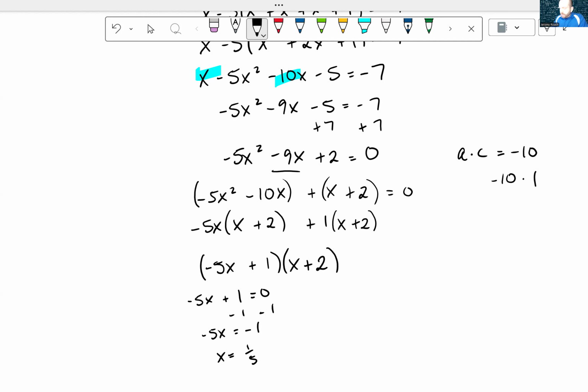And then we divide by negative 5. Negative divided by negative is a positive. So we get x is 1/5. And then this other one's really easy. It's just x plus 2 is 0, and we get x equals negative 2.